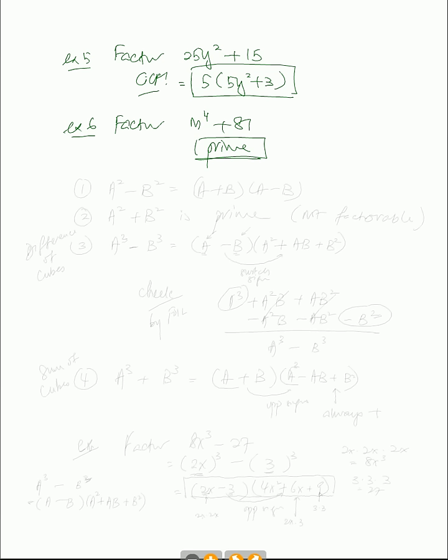So just a quick recap. So far we've discussed if it's a squared minus b squared, that's factorable. It's going to be a plus b and a minus b. That's called difference of squares. The second one is to say that if they are both squares but then it's separated by plus, then make sure you remember that this is prime, meaning not factorable.